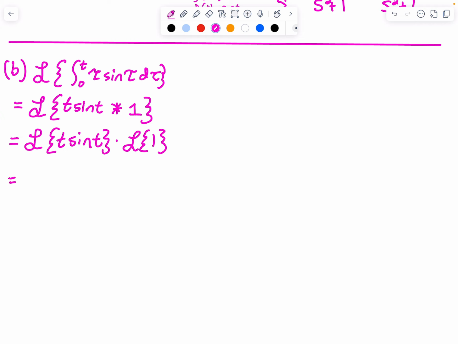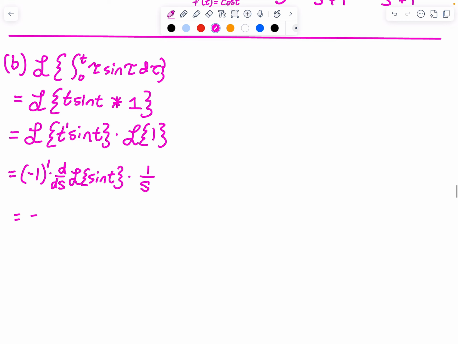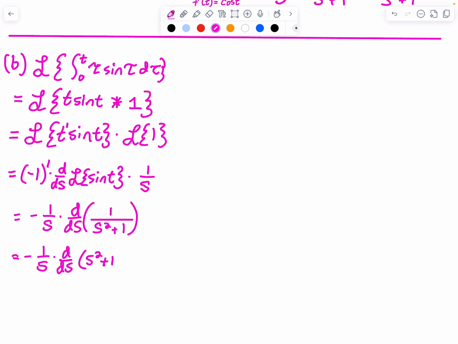This t sine t, if you don't remember, is -1 to the power of t, it's the power of t that decides everything, times the first derivative, because it's the first power, of the Laplace of sine of t. And then I'm going to go ahead and put 1 over s for that Laplace of 1. Right? I'm going to get a -1 over s out front. And then it's going to be the derivative of, and then the Laplace of sine of t is going to be 1 over s squared plus 1. And then that 1 over s I put out front, if you're wondering where that went. This is -1 over s times the derivative of s squared plus 1 to the -1.